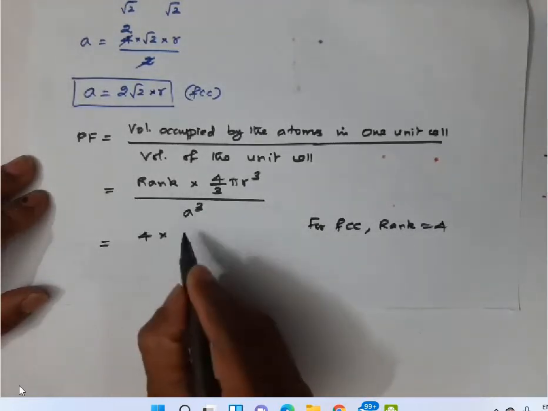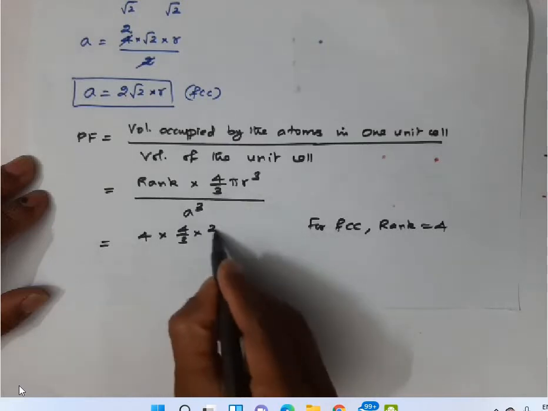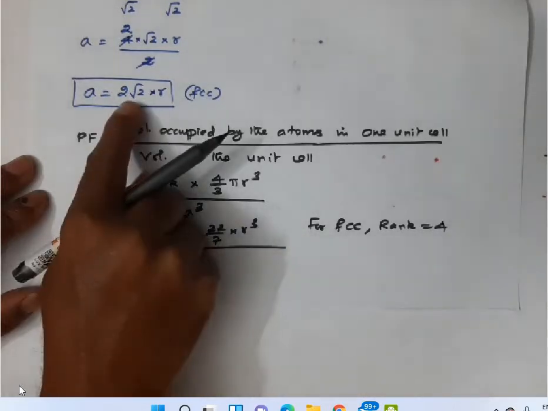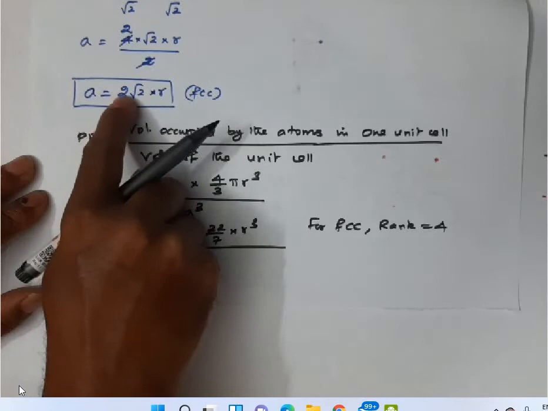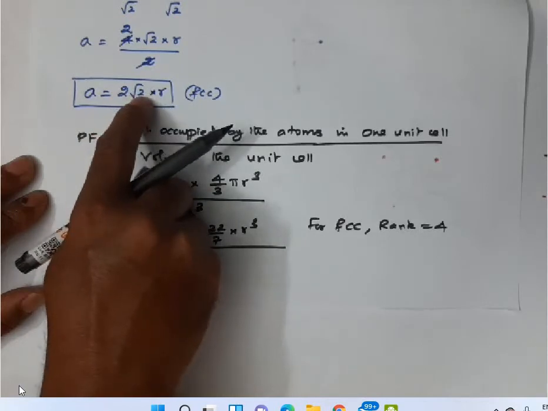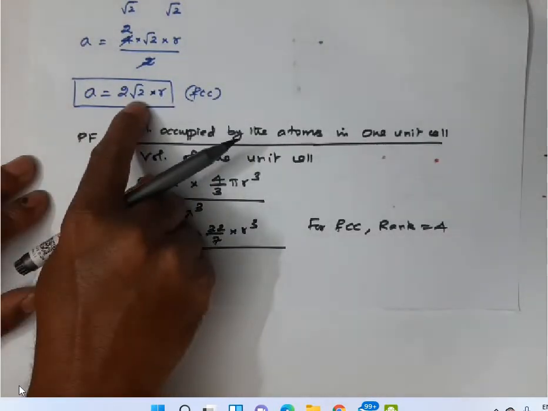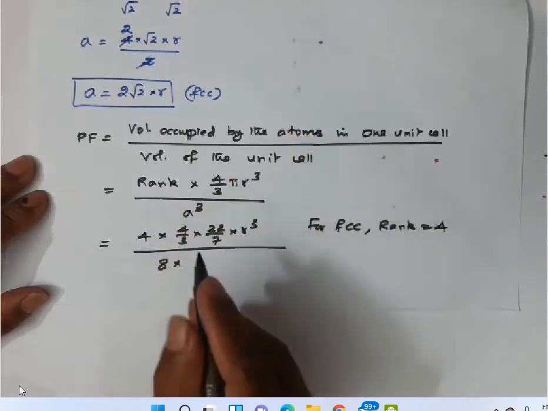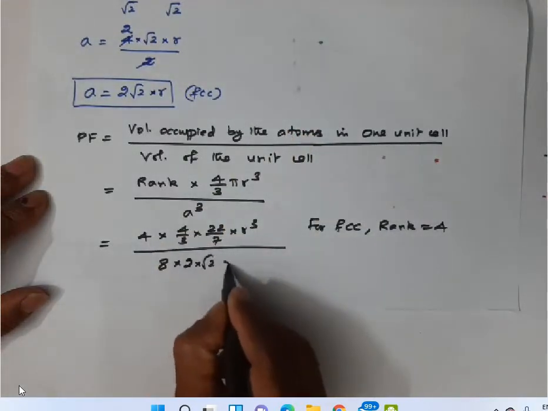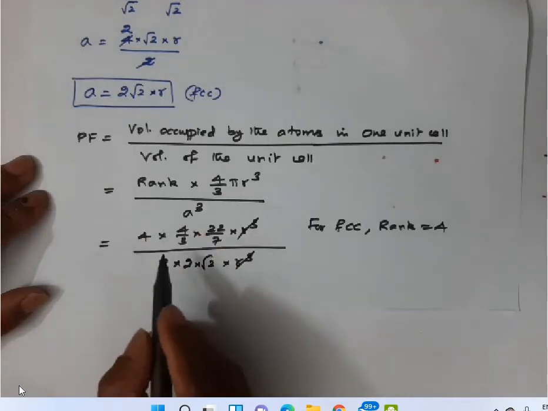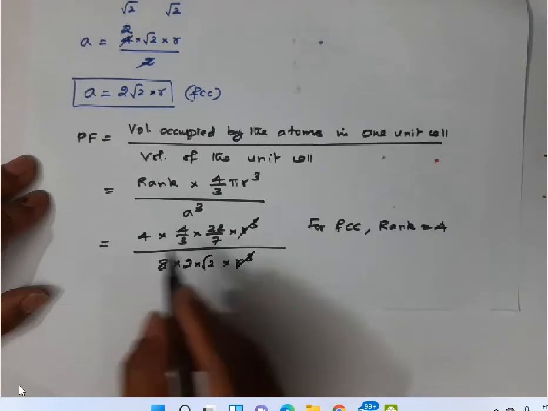So 4 into 4 by 3 pi, value 22 by 7, into r cube over, and you know very well, a is equal to 2 root 2 r. So a cube means 2 cube root 2 cube r cube. Okay, 2 cube is 8. Root 2 cube is root 2 into root 2 into root 2. You'll get 2 root 2. Okay, and r cube, I'll put as such. If you cancel these two, you'll get terms like this here. You can cancel the remaining terms also. Okay, I'll just leave this as an exercise to you.